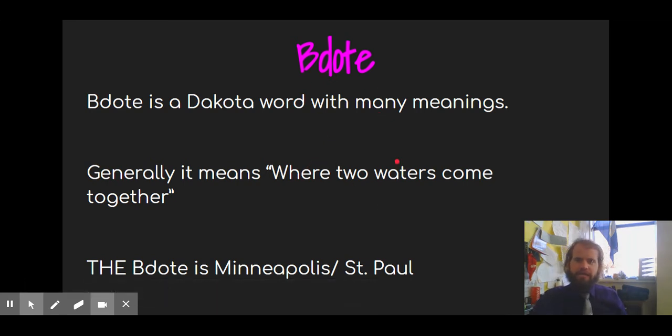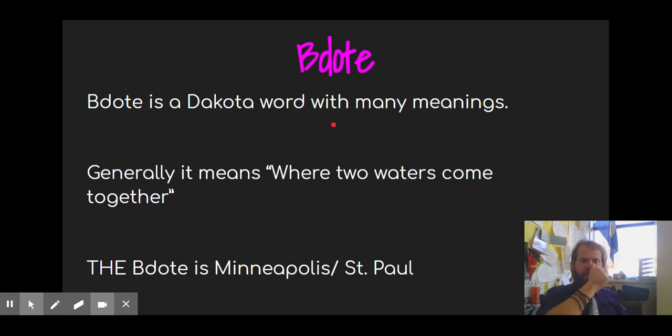Bdote, there's that word again. Now, Bdote is a word from the Dakota language. It has many meanings, and largely Bdote means where 2 waters meet. Now, there are many locations of Bdote. We would have Bdote where the Le Sueur and the Minnesota River meet. We have Bdote going all over on the Minnesota River. Anytime that another water or spillway or river would connect up to one body of water, it would be called a Bdote.